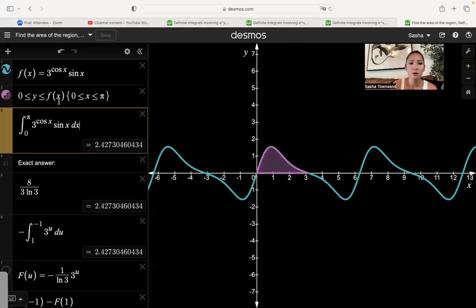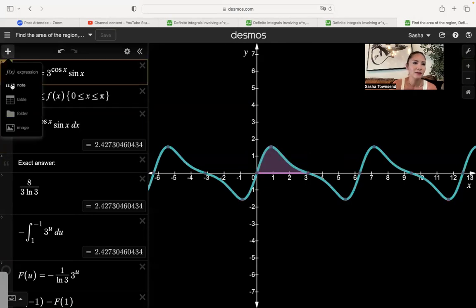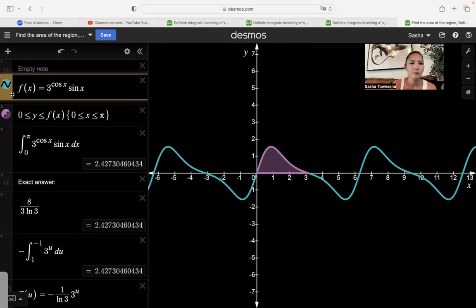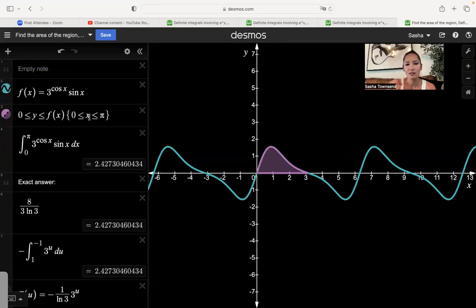We were asked for the area between this function, y equals 0, x equals 0, and x equals pi. So let's say I don't actually know what that looks like. If I don't know what that looks like, I would graph all of the boundary curves, those 4 curves: y equals 0, x equals 0, x equals pi, and y equals 3 raised to the cosine of x times sine of x. And then say, okay, what region is actually bounded by all 4 of those curves at the same time?